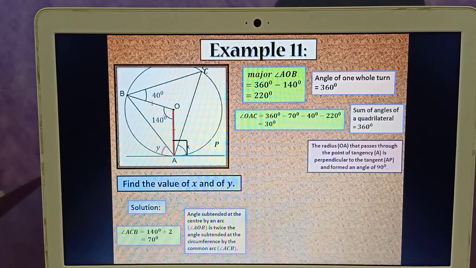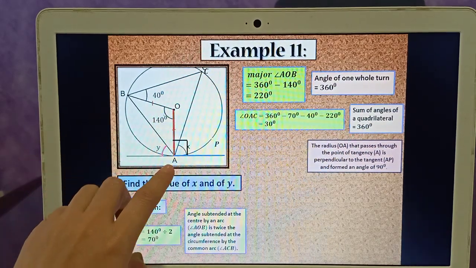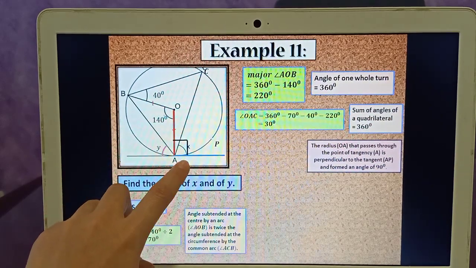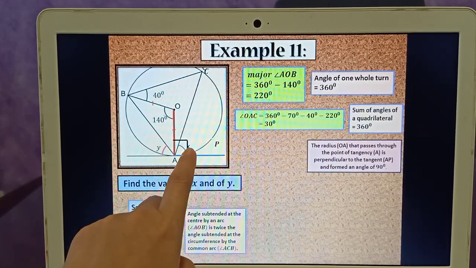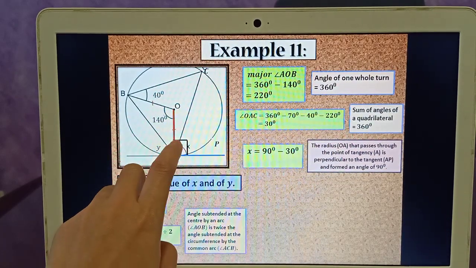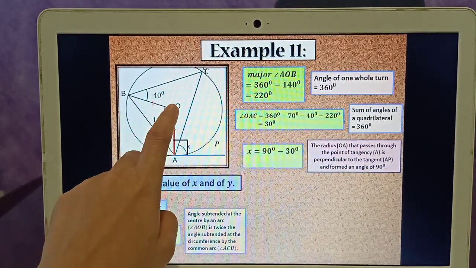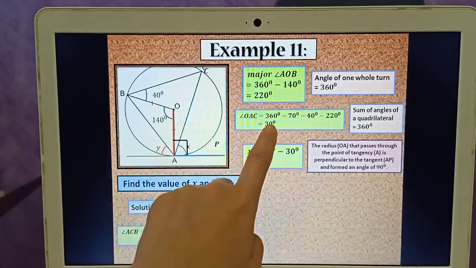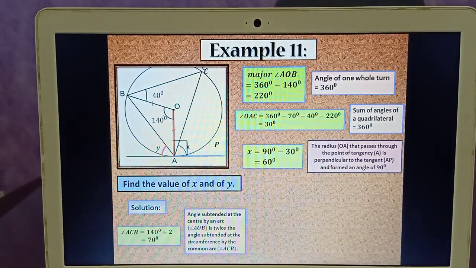And as for this one, we know already, a radius and a chord form 90 degrees, right? So in order to get your x, you need to use 90 degrees minus the angle OAC just now. Okay, so 90 minus 30, you get 60.